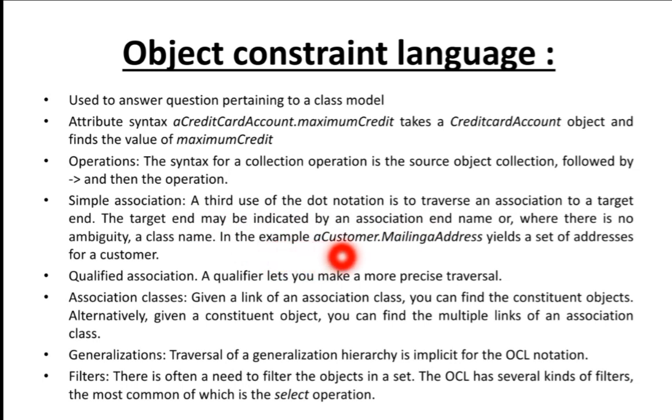For example, see here I am using a dot. Here also I used a dot, right? Credit card account number dot maximum credit. See where you have to move. The relationship between a customer and a mailing address is shown by a dot. Don't worry, I will take the example.